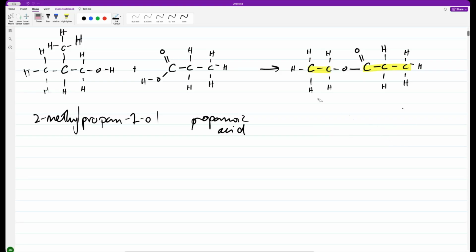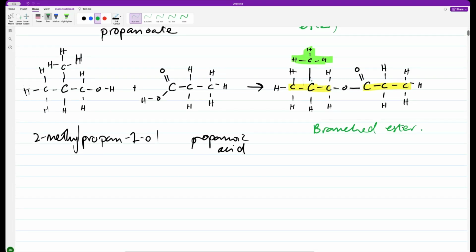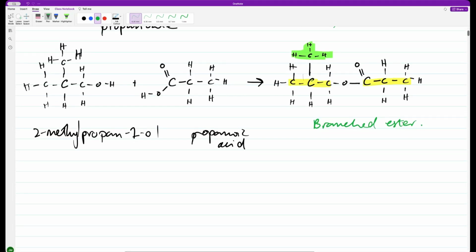Actually, because we've got 2-methylpropan-1-ol, we're going to have a methyl group on this second carbon over here, and we would consider this a branch. So this is a branched ester. You can definitely draw these. You're required to know how to draw these, and represent them in skeletal form, structural diagrams, condensed structural formulas and molecular formulas. But the study design says you'll never need to name these.